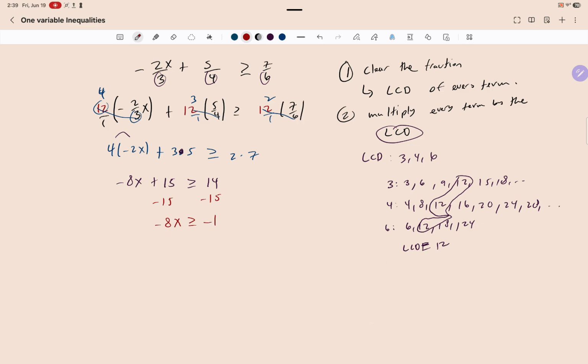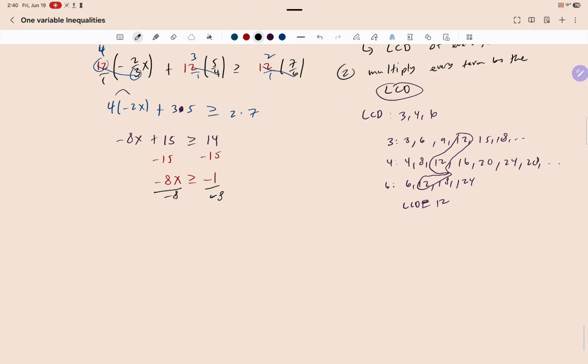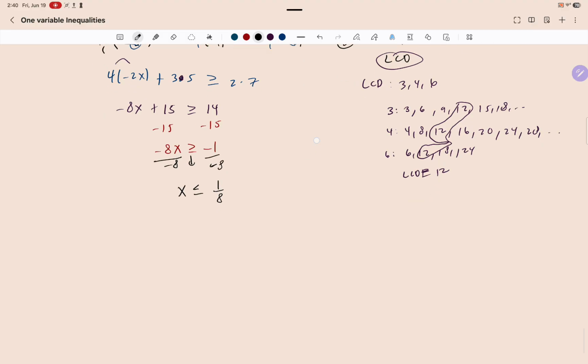And now, notice that I have a negative 8x, but I don't want negative 8x. I want just x. So I'm going to divide both sides by negative 8. But remember, because I do that, I have to flip the sign because I divided across by a negative. So I get x is less than or equal to 1 over 8.